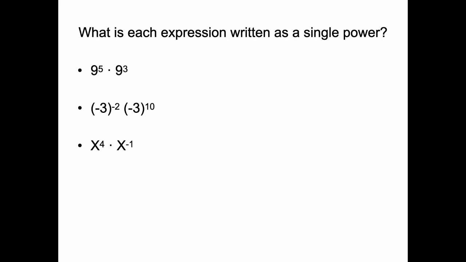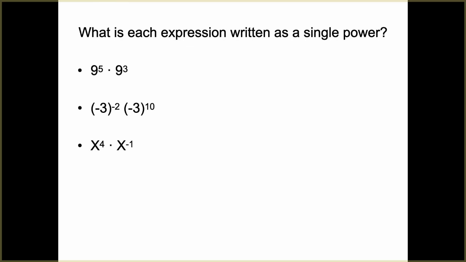Here it says, write each expression as a single power. I want you to combine these. We have one exponent. I'm not going to have you for this slide actually evaluate them. We're just going to combine the exponents. So we have 9 to the 5th times 9 to the 3rd. And yeah, I do want to see some of this. 9 to the 5 plus 3, which is 9 to the 8th. And at this point, we just leave it like that.